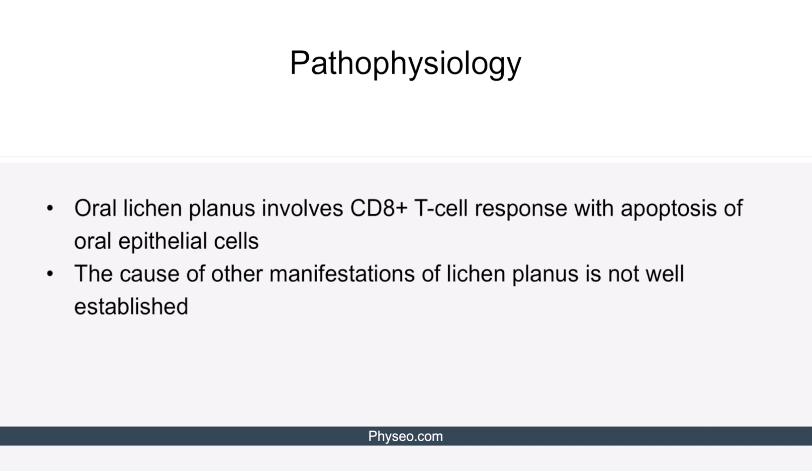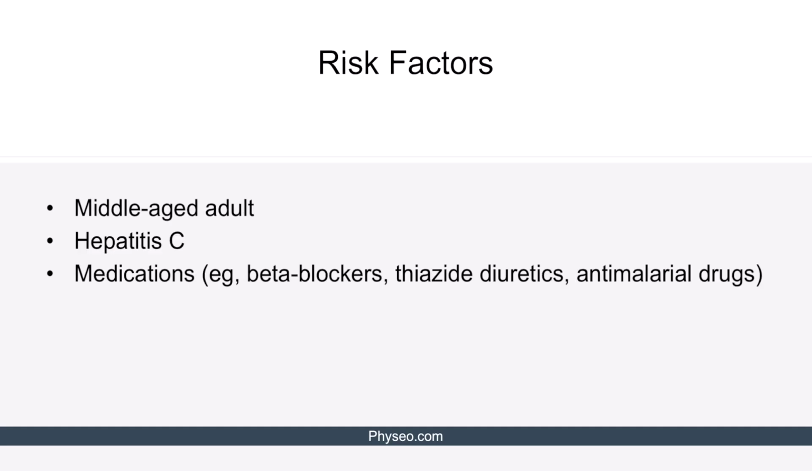When it comes to the pathophysiology of lichen planus, it's thought that oral lichen planus involves a CD8-positive T-cell response that can cause apoptosis of the oral epithelial cells. The cause of the other manifestations, such as lichen planus affecting the skin or genitalia, is not well established. Lichen planus often affects middle-aged adults.